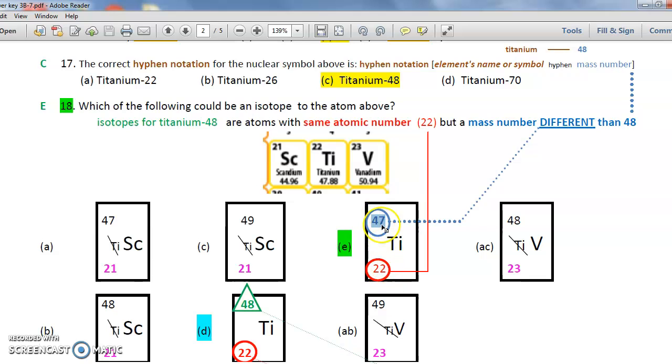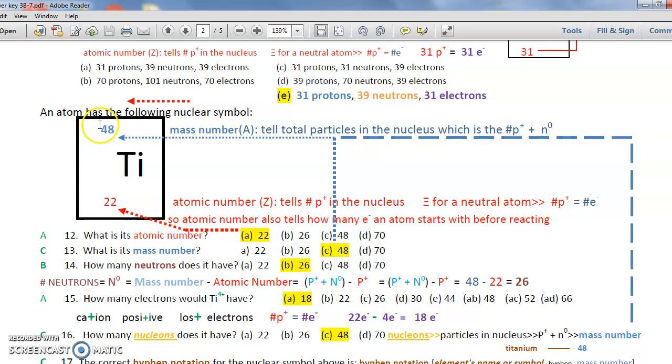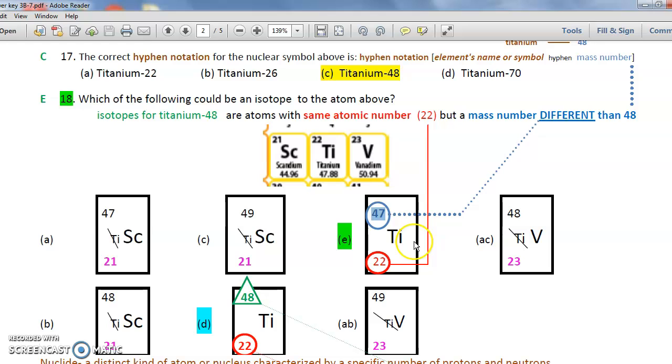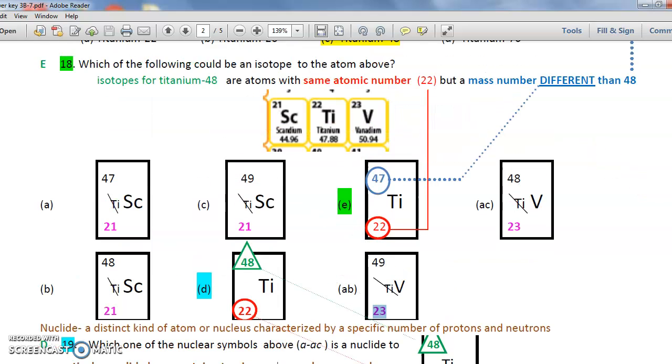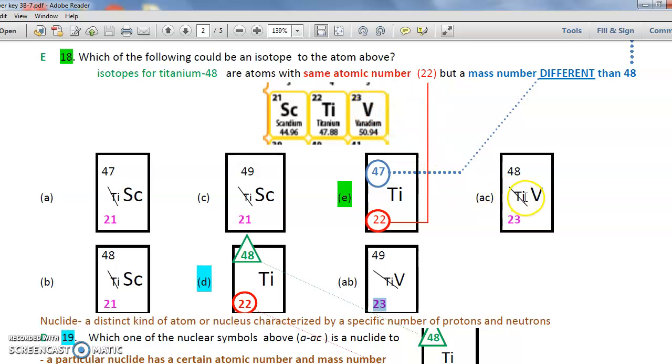This one has 25 neutrons. This one has 26 neutrons. 48 minus 22 is 26 neutrons. This one only has 25. It can't be letter A. 23 in the lower left is not titanium. It's vanadium. This one's not titanium. Cross it out. That's vanadium. 23 is vanadium. So if letter D is not an isotope, what is it?